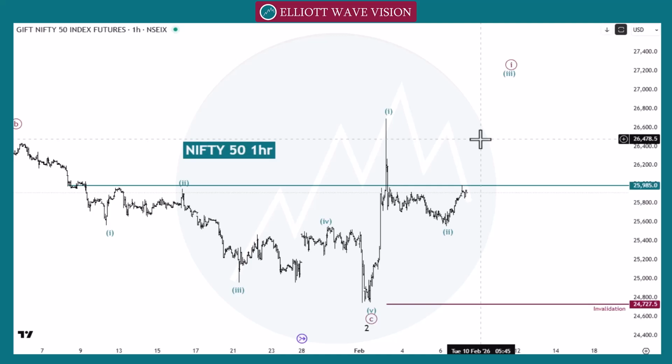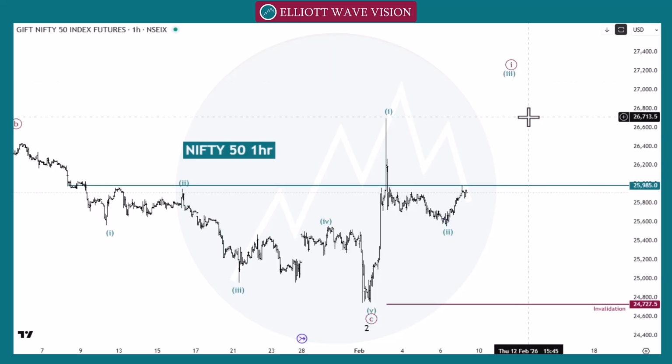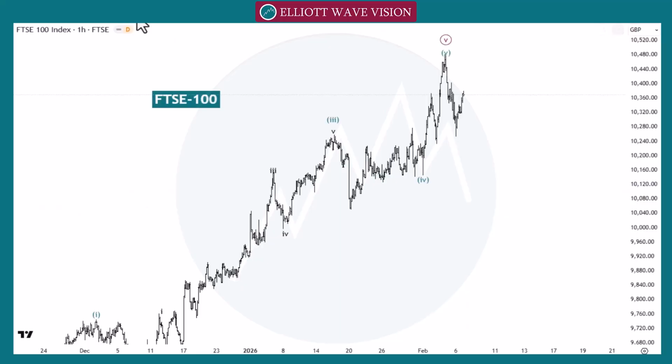If this 26,500 gives us a pattern in 1 hour time frame, then we will go towards the 27,000 and then 27,200 step by step. So in lower time frame, we are looking for this green wave 3. So let's check our next pair, UKX, in daily time frame.